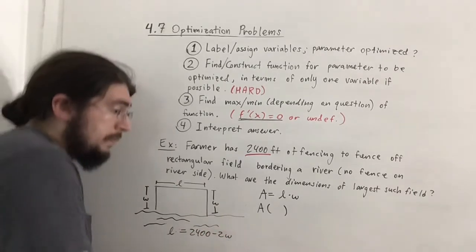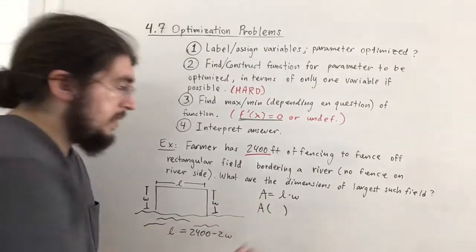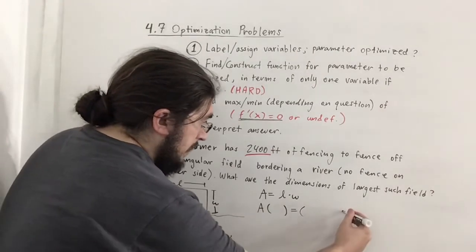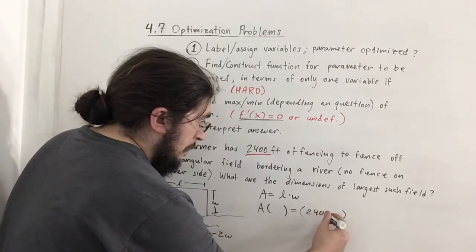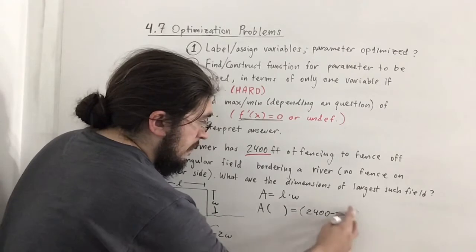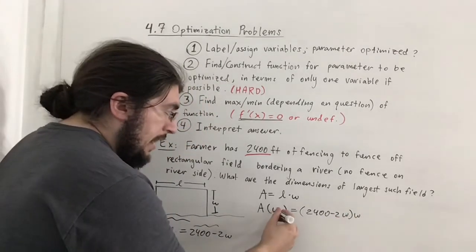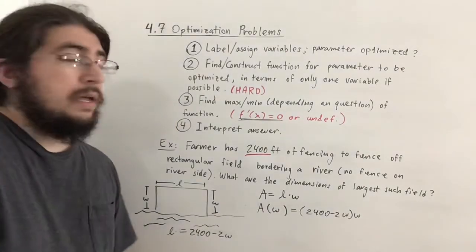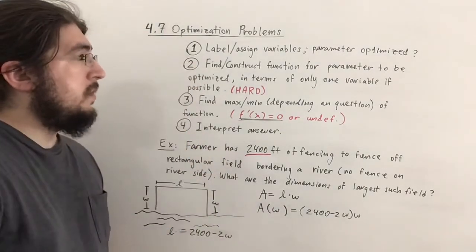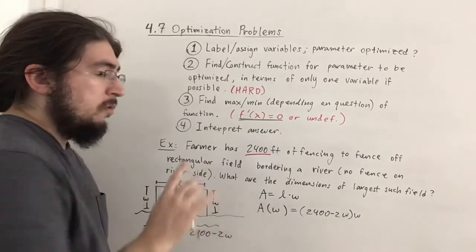And this totally works because now we can plug this into our equation here. So L is replaced with 2,400 minus 2W, just like that. So now we can say that A in this case is a function of W only. So we've done step 2 here. We've written the function in terms of only one variable.